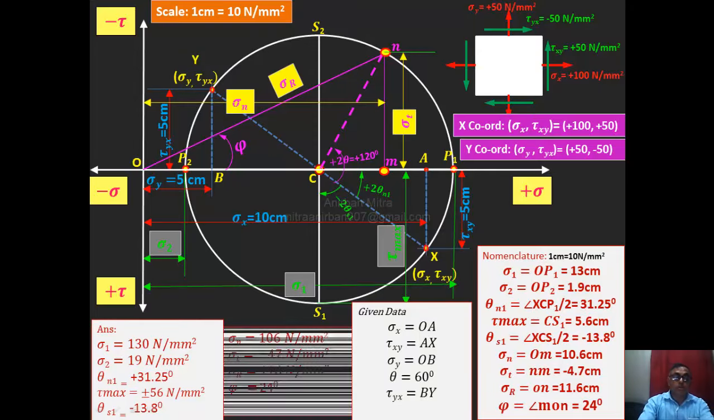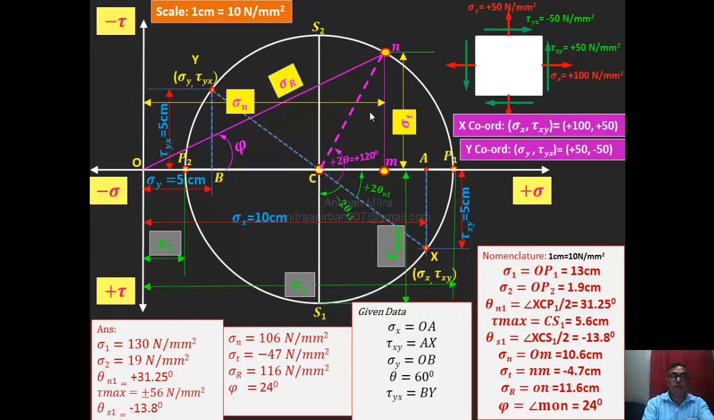The other, third question asks to find sigma n and sigma t. Sigma n is the distance from O to M. So the O to M distance is 10.6. It is also positive as it is on the right hand side of the y axis. So 10.6 into 10. The sigma t is coming negative. I already explained, 4.7 negative value multiplied by 10, 47 Newton per mm square. Sigma r is 116 Newton per mm square, and phi is the obliquity angle. You have to measure that angle with respect to O, and that will be 24. This is not the half angle. So finally this is the answer.